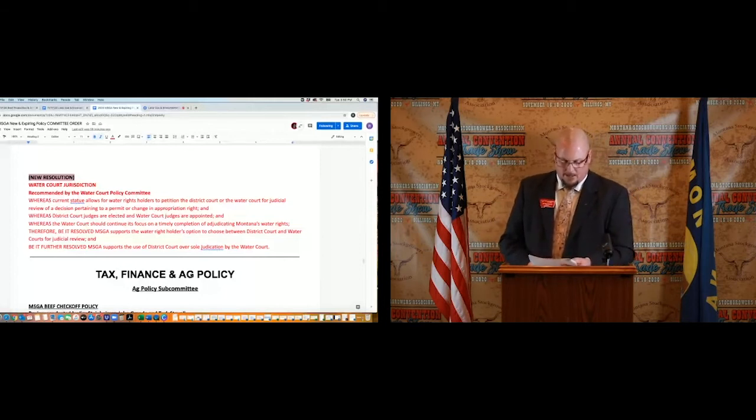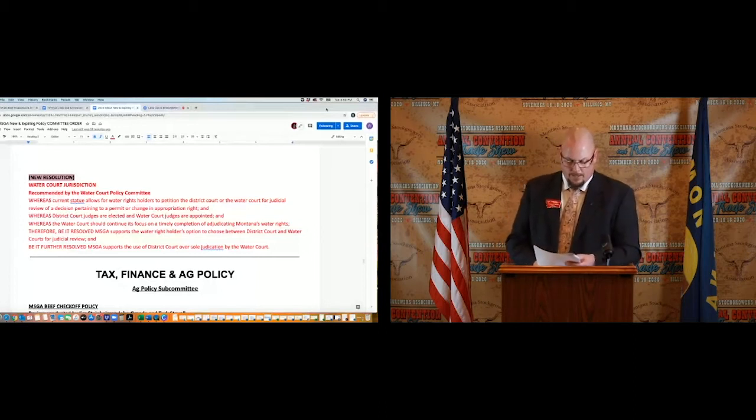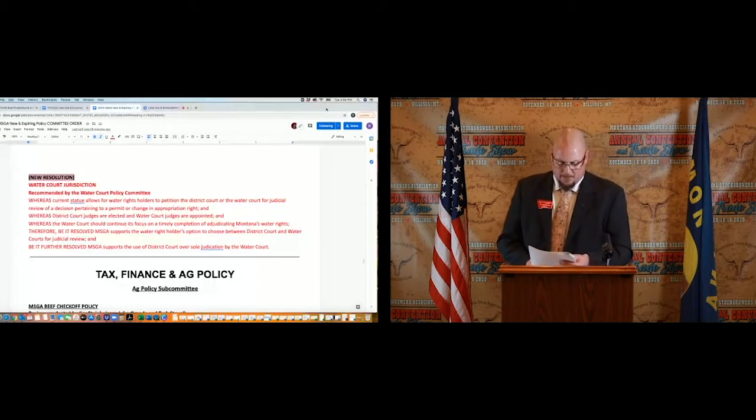And whereas district court judges are elected and water court judges are appointed. And whereas water court should continue its focus on a timely completion of adjudicating Montana's water rights. Therefore, be it resolved, MSGA supports the water rights holder option to choose between district court and water court for judicial review. And be it further resolved, MSGA supports the use of district court over sole jurisdiction by the water court.